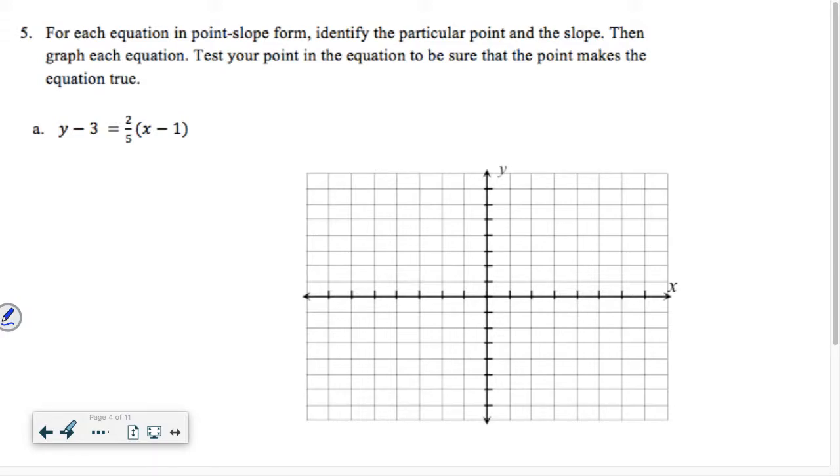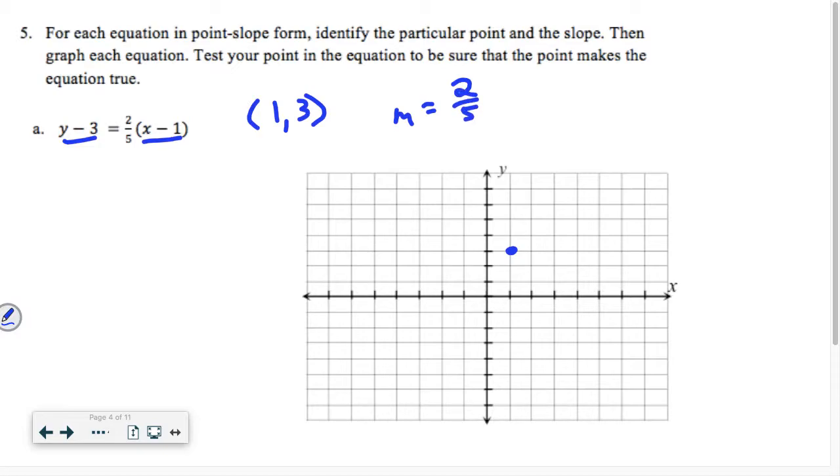When graphing in our point slope form, just like y = mx + b, we can plot our point anywhere we want and then use the slope. So for this example, we're going to find our key point. Our particular point in this case is based on these two values. That point is going to be 1, 3. We take the opposite of the -1 and the opposite of -3. I'm going to plot that point at 1, 3 right here. And now I can apply the slope, which is 2/5.